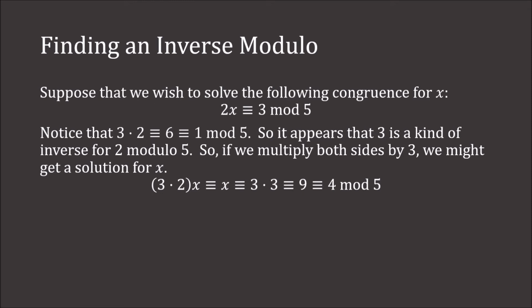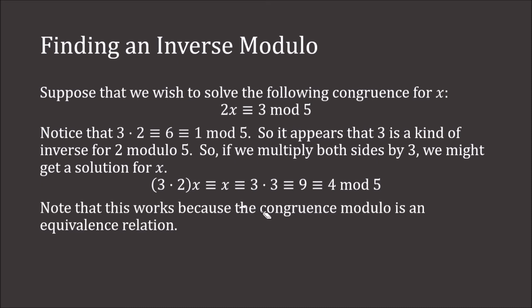Right, so we get 3 times 2x, which is congruent to x. This would be congruent to 3 times 3, which is congruent to 9, which is congruent to 4 mod 5. So x here would be 4. And we can always check that, right? 2 times 4 is 8, and that is 3 mod 5. Note that this only works because the congruence modulo is an equivalence relation.